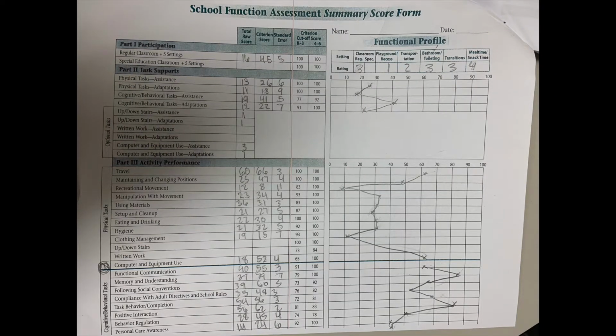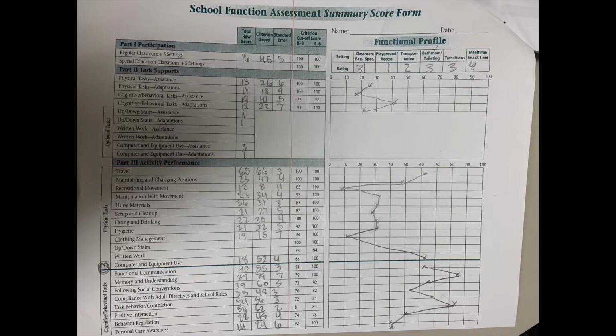As you can see on the graphic representation of the student's pattern of functional performance, some of his higher criterion scores represent his stronger areas. These include transitions, memory and understanding, and positive interactions. His lower criterion scores represent his problem areas. These are physical tasks and adaptations, recreational movement, and clothing management.